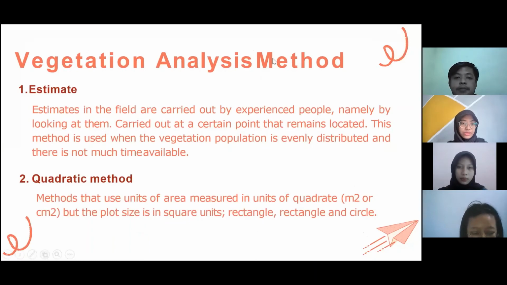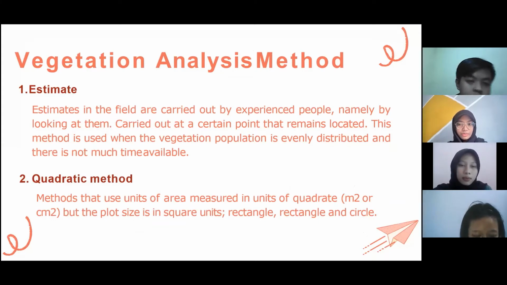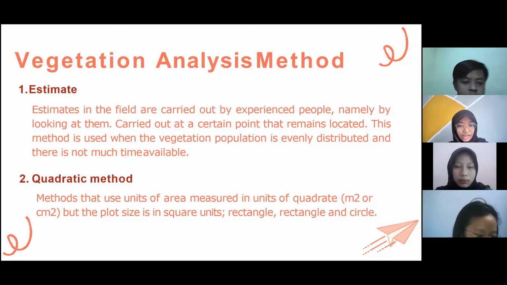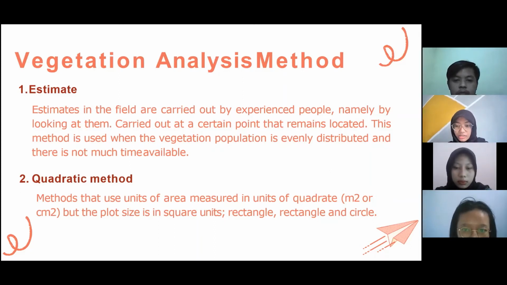Vegetation analysis methods. First, estimate. Estimates in the field are carried out by experienced people, namely by looking at them, carried out at a certain point that remains located. This method is used when the vegetation population is evenly distributed and there is not much time available. Two, quadrat method. Methods that use a unit of area measured in square meters or square centimeters, but the plot shape can be square, rectangle, or circle.